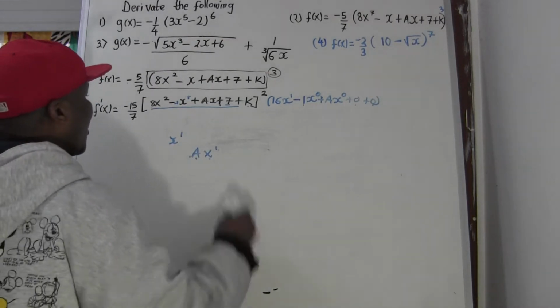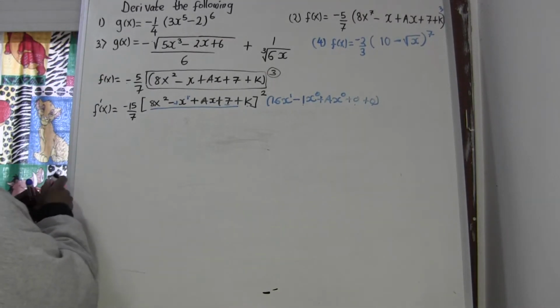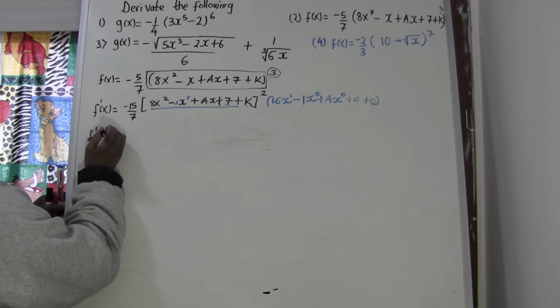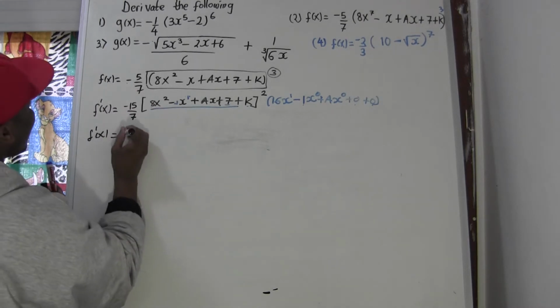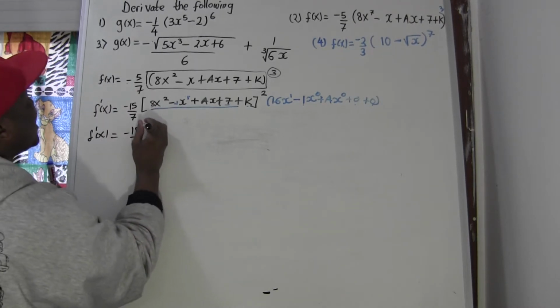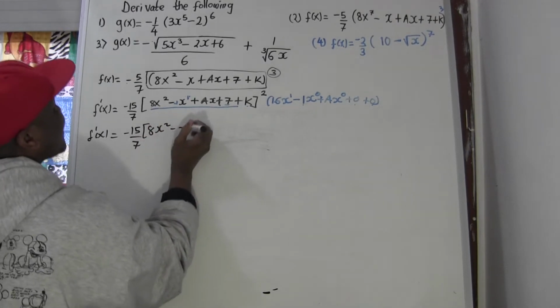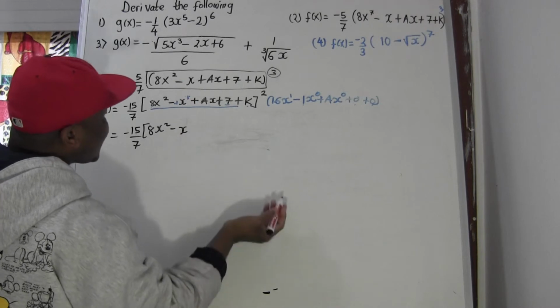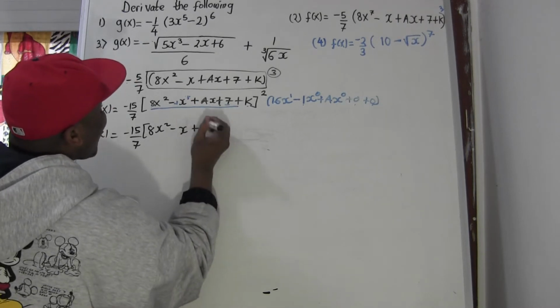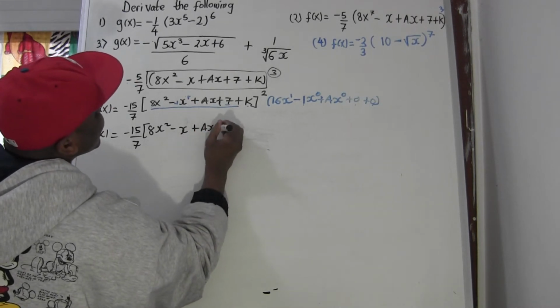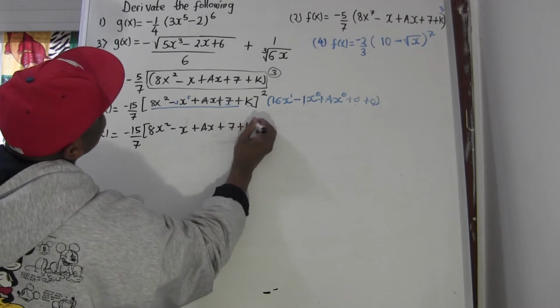And we're done. So what we're going to do now is rearrange the question well. When you differentiate, we say f prime equals negative 15 over 7, and then we drop the bracket. This is going to be 8x squared minus x, because 1 times x power 1 is just x, plus ax, and this plus 7 plus k. I just write it down how it is.